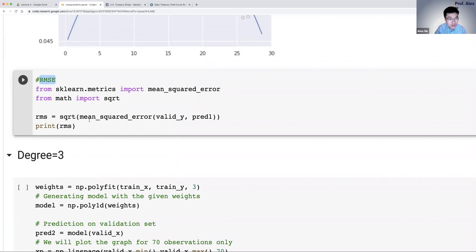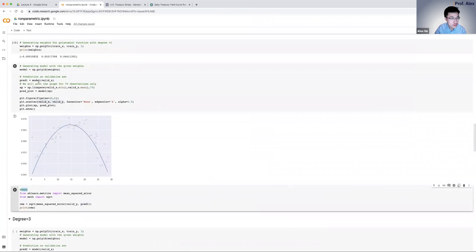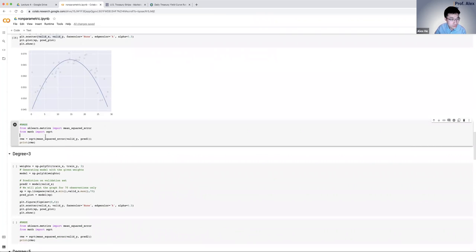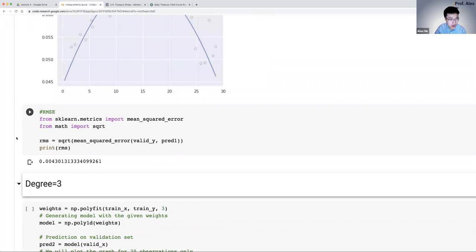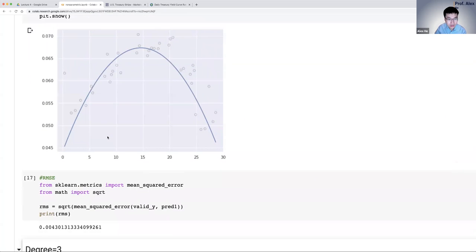And we can use this function called mean squared error. We only need to input the actual y, which is the valid y, and the predicted y. So that's our first prediction. We call that prediction one. And that will give us the mean squared error, which is about 0.4%. So it's 0.004. Which means that on average, our prediction is about 0.4% away from the truth. Okay, so that's not a terrible prediction.